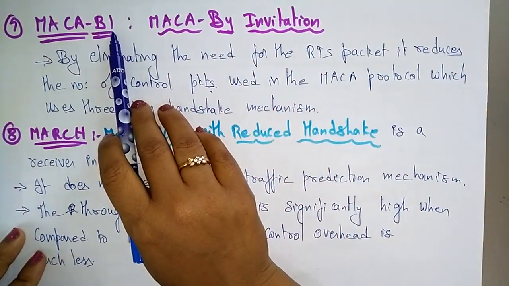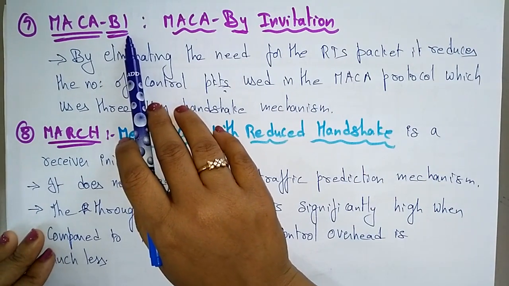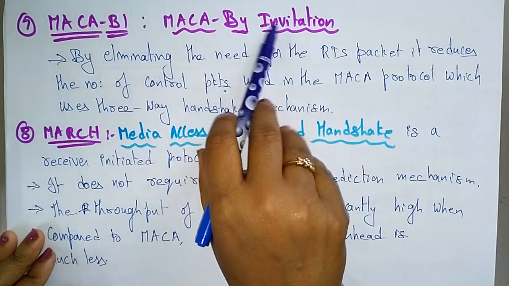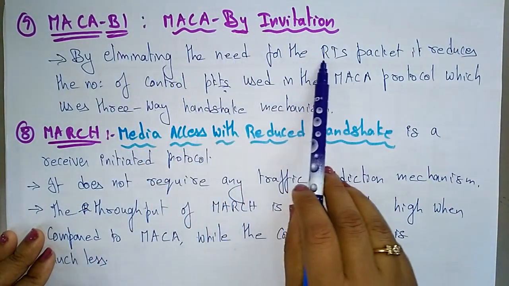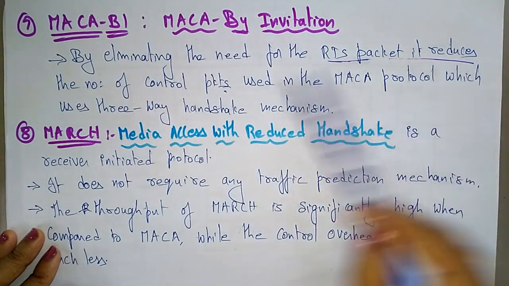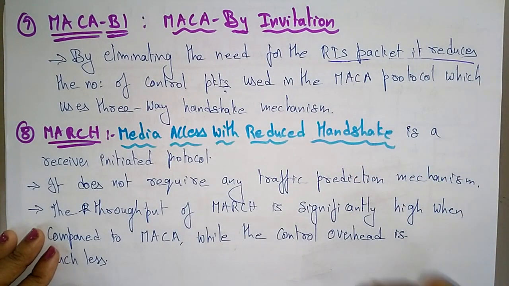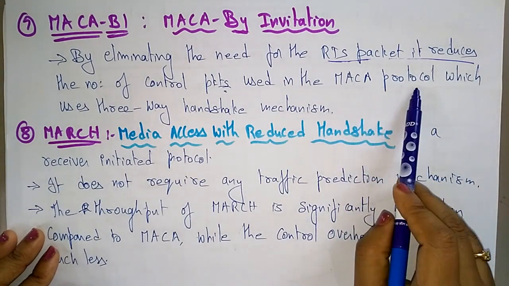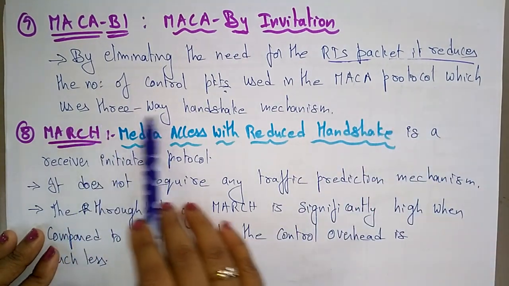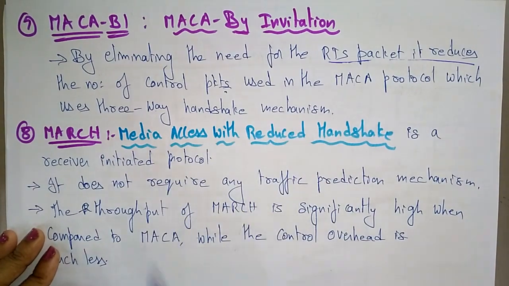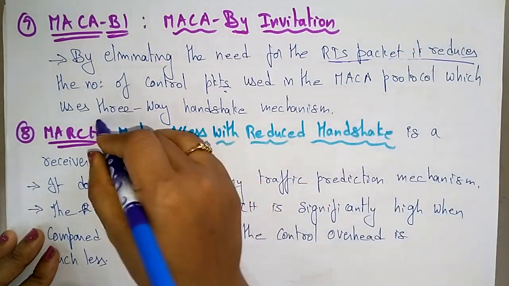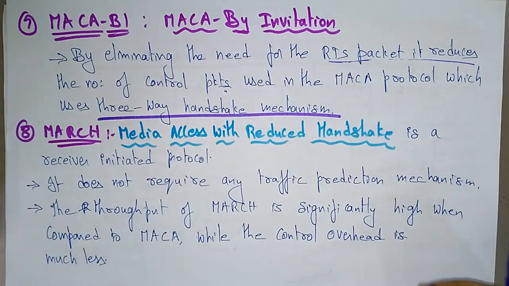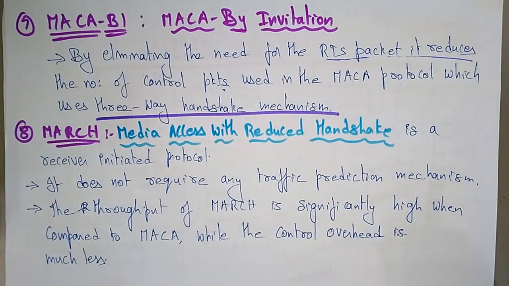MACA-BI, sorry, not B1, it's BI, MACA by invitation. By eliminating the need for request to send packets, it reduces the number of control packets used in the MACA protocol, which is a collision avoidance protocol that uses a three-way handshake mechanism. This protocol uses the three-way handshaking mechanism to receive the message, and the receiver sends the acknowledgements.